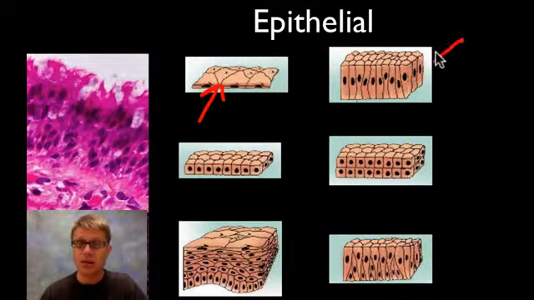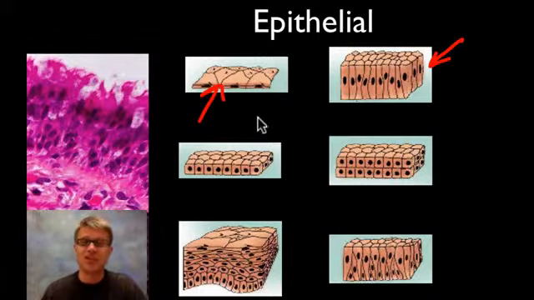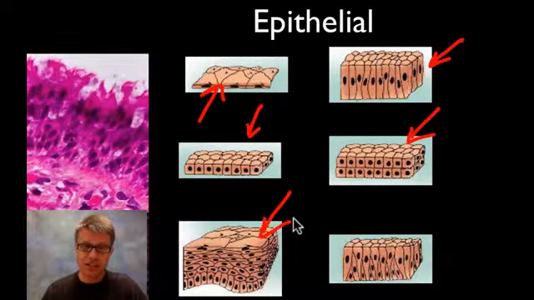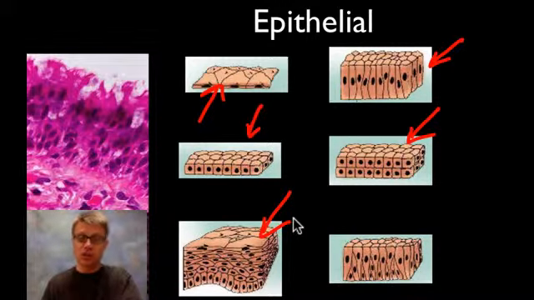What about this one over here? As I pause awkwardly for you to answer. That's right, that would be simple columnar. What about this one? Simple cuboidal, right? This would be like the lining of the nephron or some of the glands in your body. What about this? That's right, stratified cuboidal. What about this? That's stratified squamous. Yeah, that's what your skin is. So you're constantly losing that, but it offers protection.